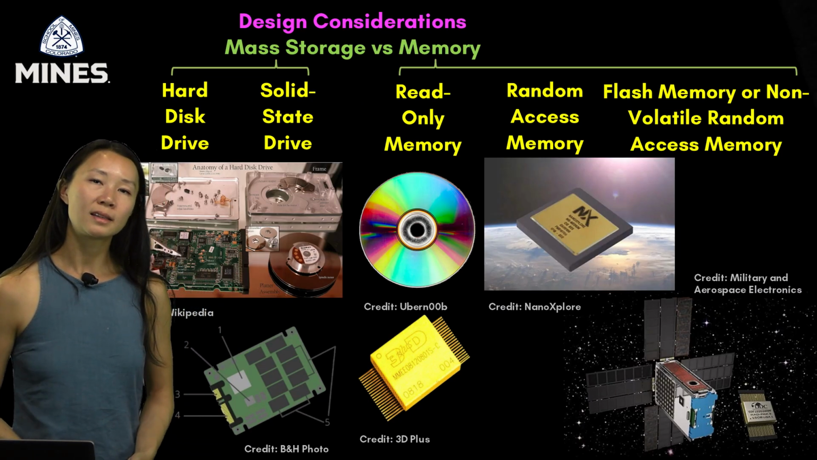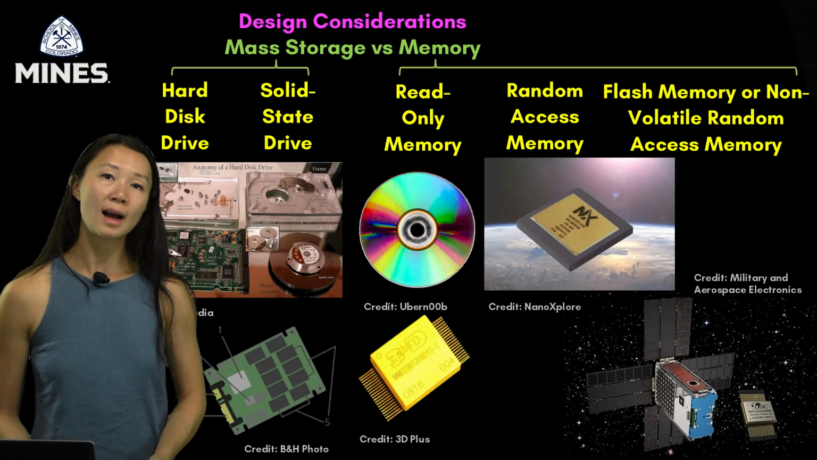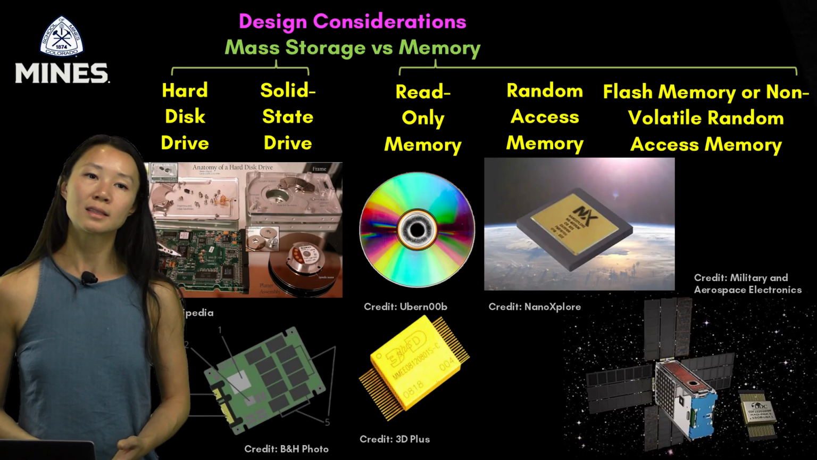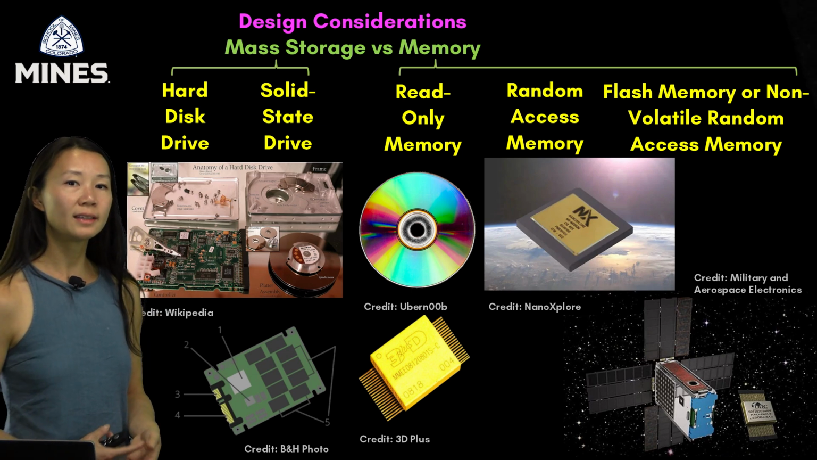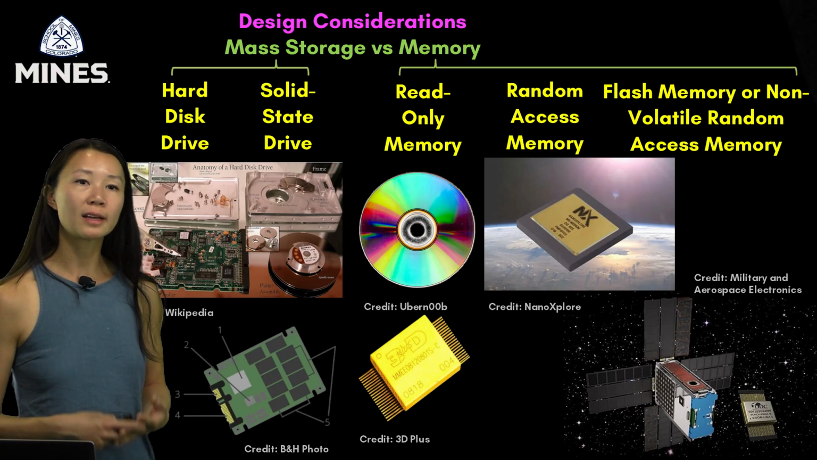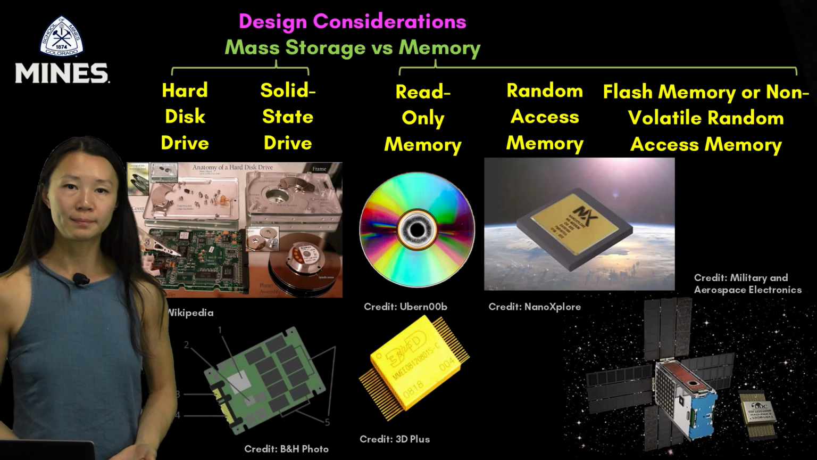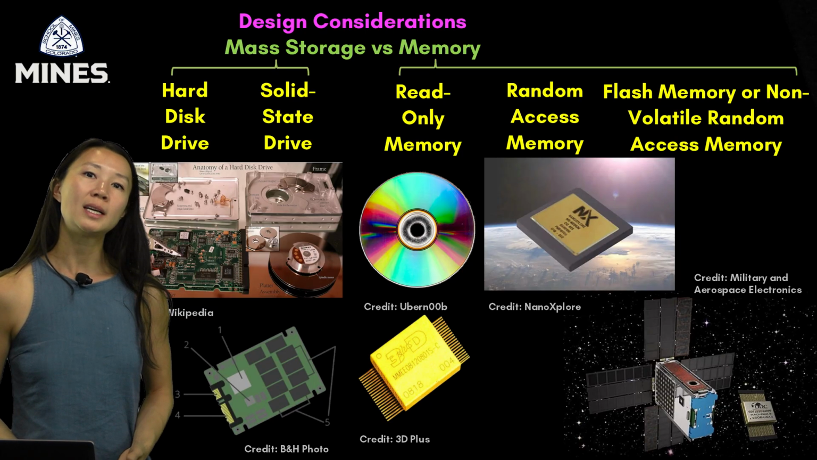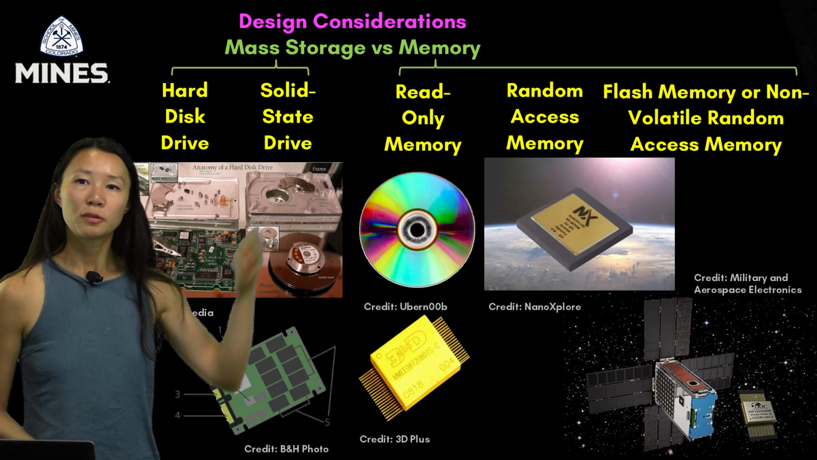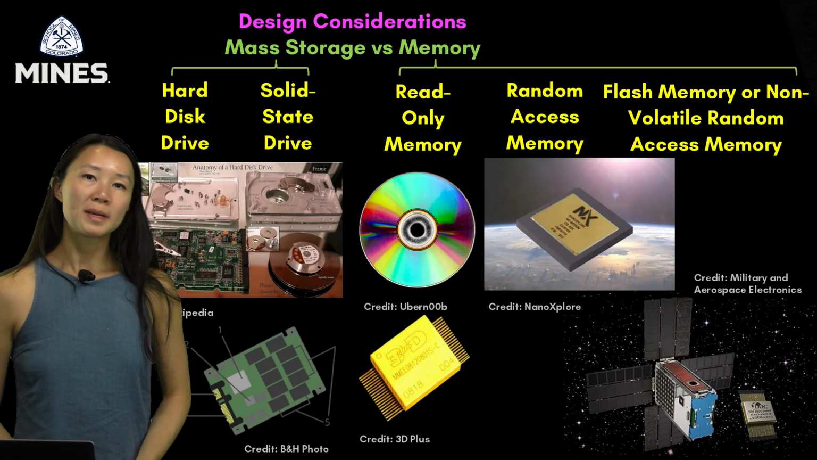All right, another design consideration could be about whether you use mass storage or memory and what kind. At a high level, the difference comes down to how data is stored and accessed, and whether or not that data sticks around when the power goes off. We divide these into volatile and non-volatile memory types. Volatile memory, like RAM, or random access memory, only holds onto data while the system is powered on. It's fast and efficient, but all data is lost on reboot or shutdown. Non-volatile memory, on the other hand, like read-only memory, flash, or FRAM, preserves information even when the spacecraft powers down.